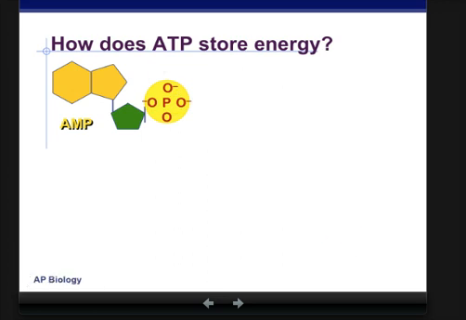Well, I'll tell you, it's not easy to do. It's difficult. It takes a bunch of energy to add another phosphate group because the same charges are going to repel each other. So are we going to become more or less stable? We're going to become less stable. It's going to be more unstable. So because the next phosphate is negatively charged, it takes energy to add it, and it's going to make it more unstable. So we're going to add it here.